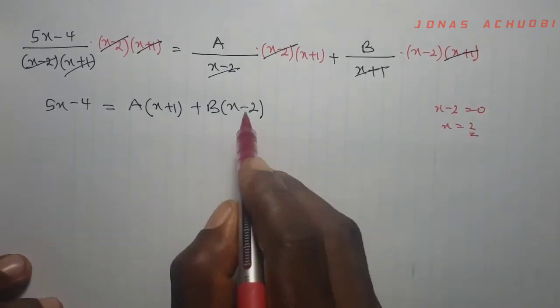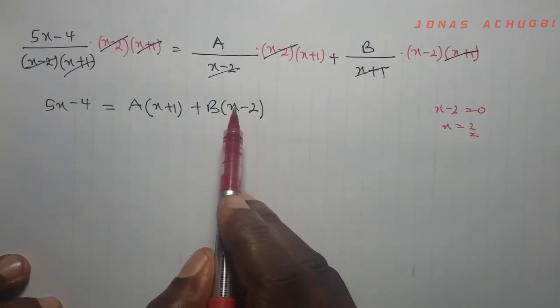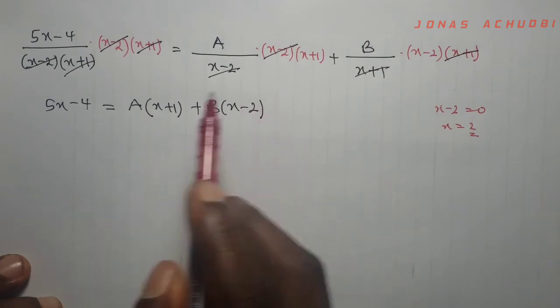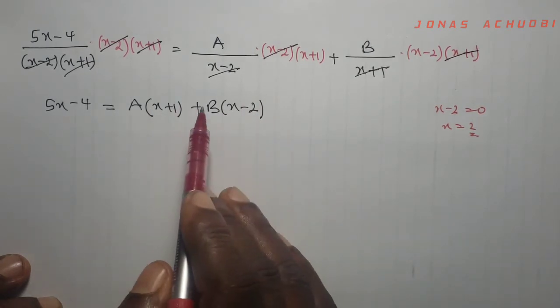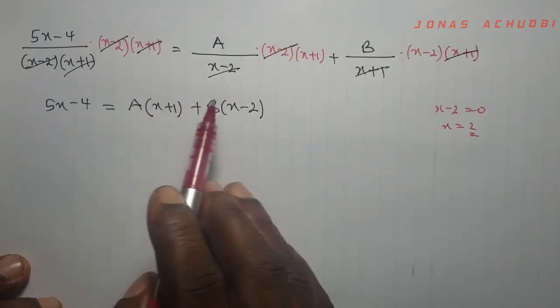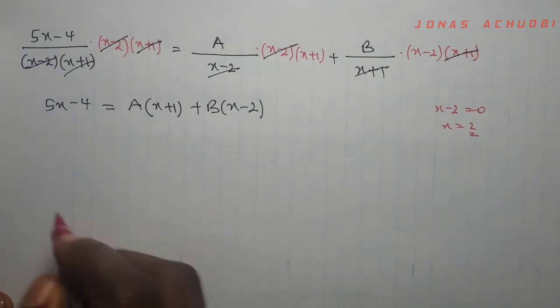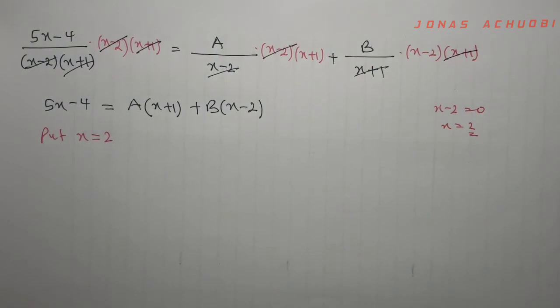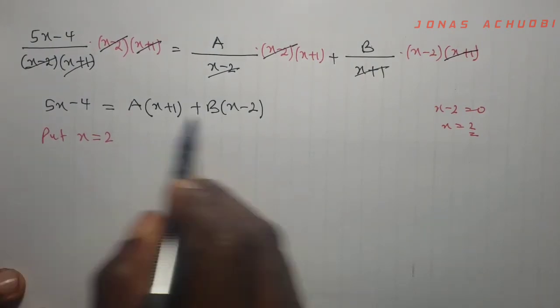Good. So if we put the value of x here as 2, we'll have 2 minus 2, and that will be 0. And then 0 times B will be 0. With that, we'll be able to find the value of A. Then we'll do the same thing for A to find the value of B as follows. So the first one is we're going to put x equal to 2, everywhere.